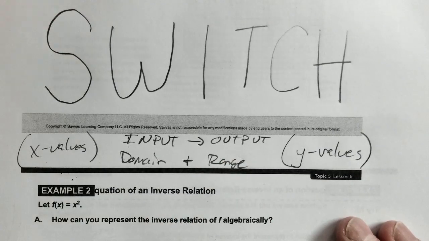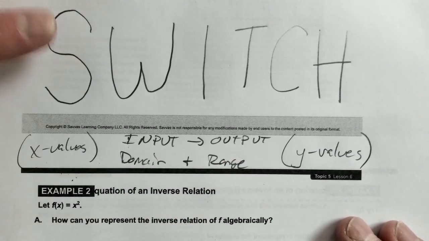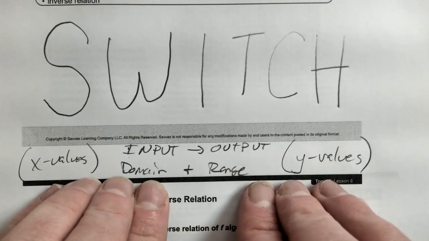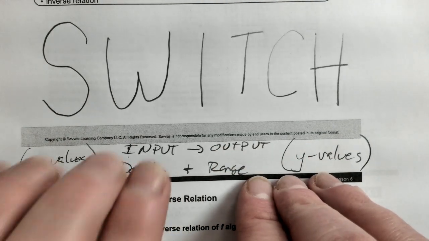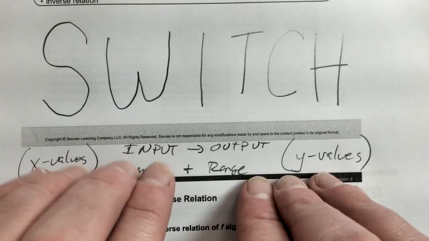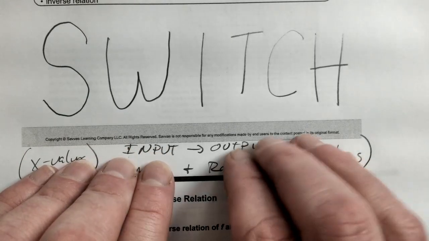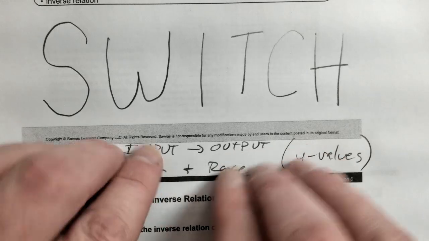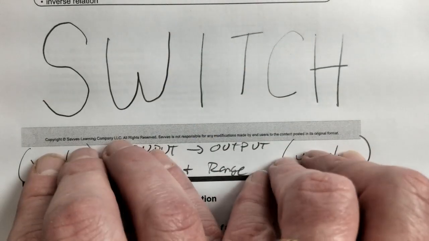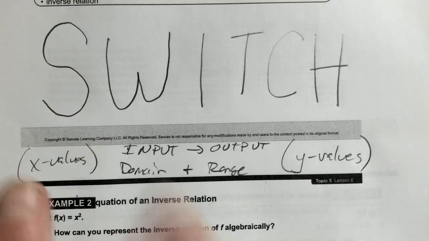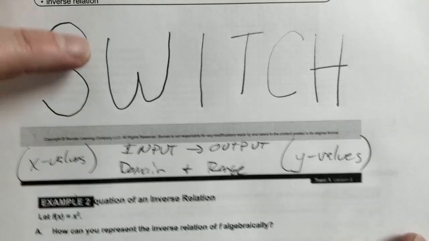So, when it comes to inverse functions, what is going to switch? Our inputs, our X values, our domain is going to switch with the outputs, our Y values and range. These are going to switch places. Alright? So we're going to do this really neat little switcherooski.